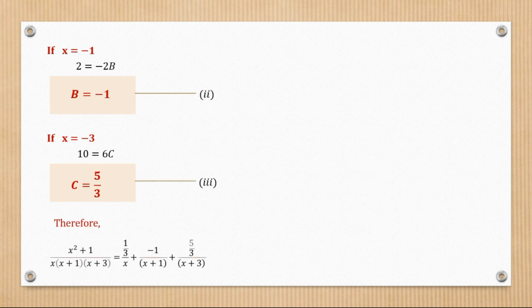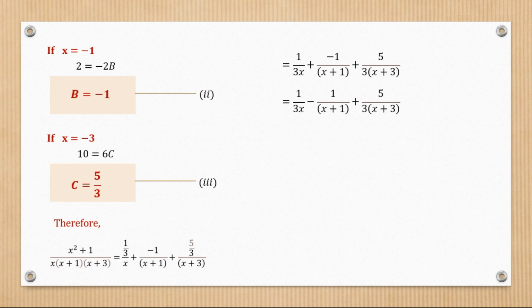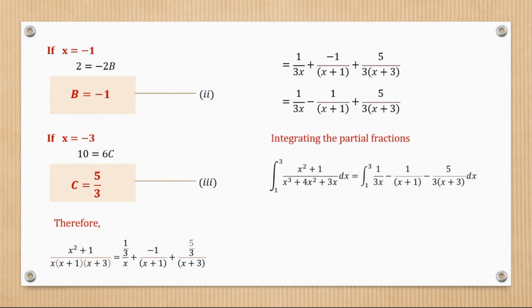So therefore, this is what we have as our partial fractions. So simplify it further, and this is what we end up having. So this is going to be our partial fractions. So now we're going to integrate the partial fractions. So this is what we end up having. So this is how they look.